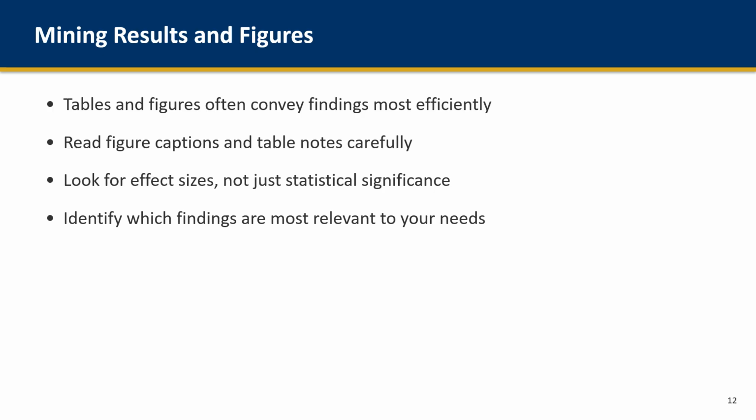Tables and figures often convey findings most efficiently. A good table can communicate what takes paragraphs to describe in text. Prioritize visual elements, especially when surveying papers quickly. Read figure captions and table notes carefully. Captions often explain exactly what the visual represents and highlight key points. Table notes explain abbreviations, sample sizes, and analytical details. These textual elements unlock visual content.